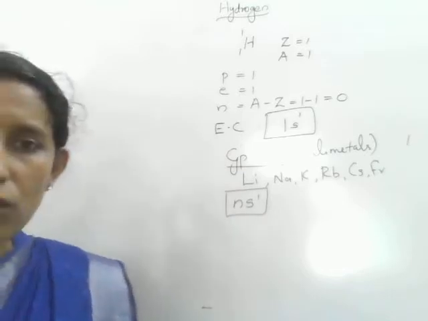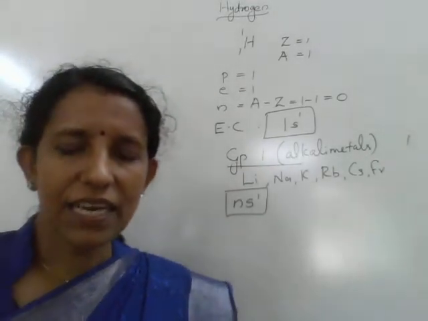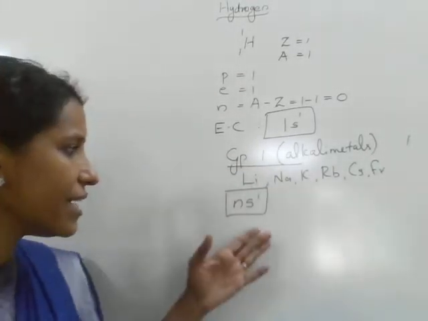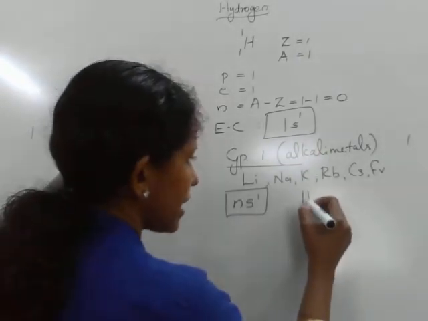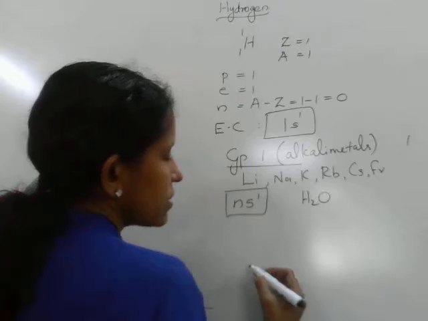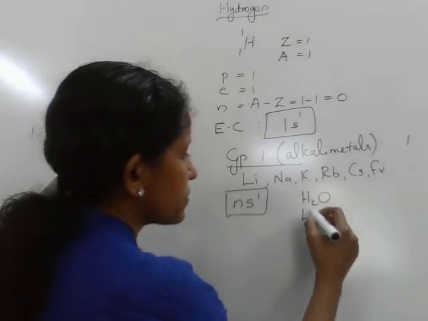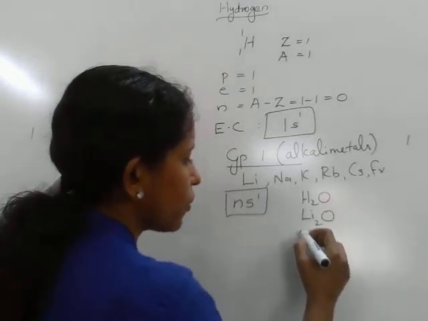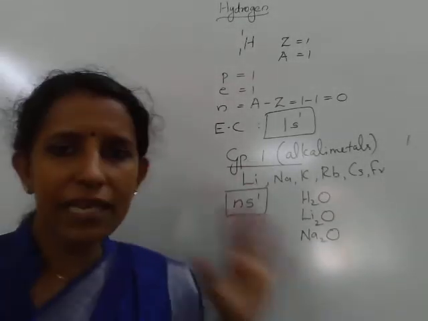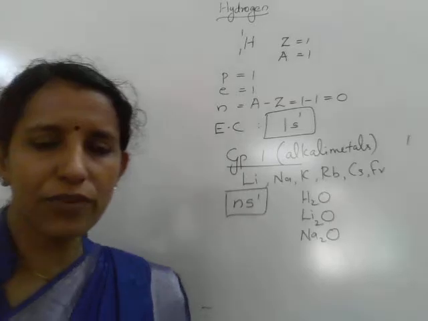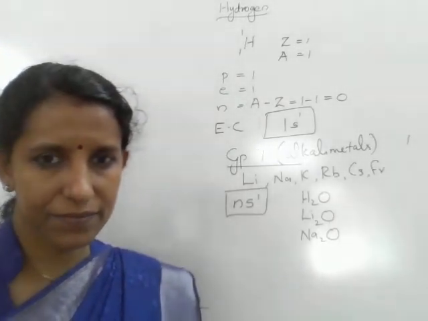Hydrogen forms oxides, sulfides and halides just like alkali metals. For example, hydrogen oxide is H2O. The oxides of alkali metals also have similar formulas: Li2O, Na2O, etc. Similarly, both hydrogen and alkali metals form similar sulfides, similar halides.